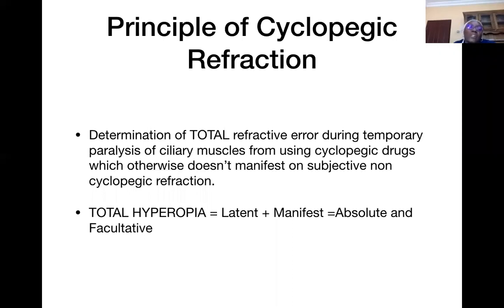you're measuring the total hyperopia, whereby you have the latent hypermetropia, that could be due to accommodation problems. The latent one is the one that is measured when you do the cycloplegic refraction. Then you have the manifest, which is not due to the ciliary muscle tone, which could be absolute or facultative. The facultative is the one that the child overcomes with accommodation, and the absolute is the one that is not due to accommodation.